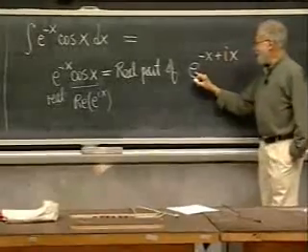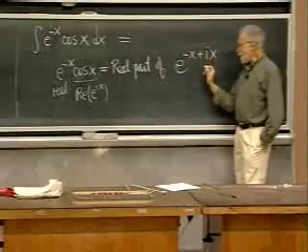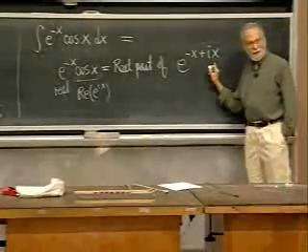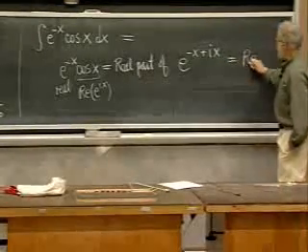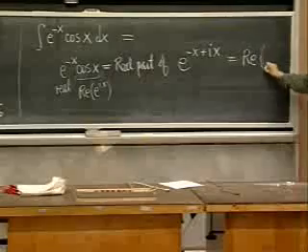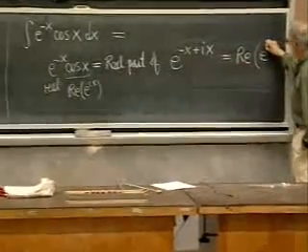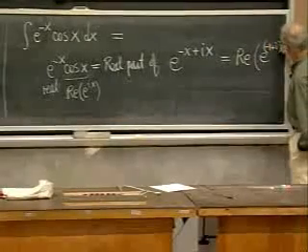It's e to the minus x times cosine x plus i sine x; the real part of that is cosine x. So it's the real part of, write it this way, e to the, factor out the x, and what's up there is negative 1 plus i times x.